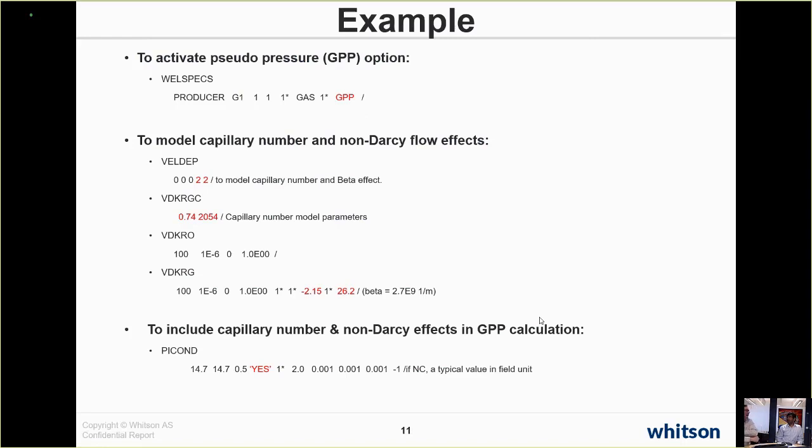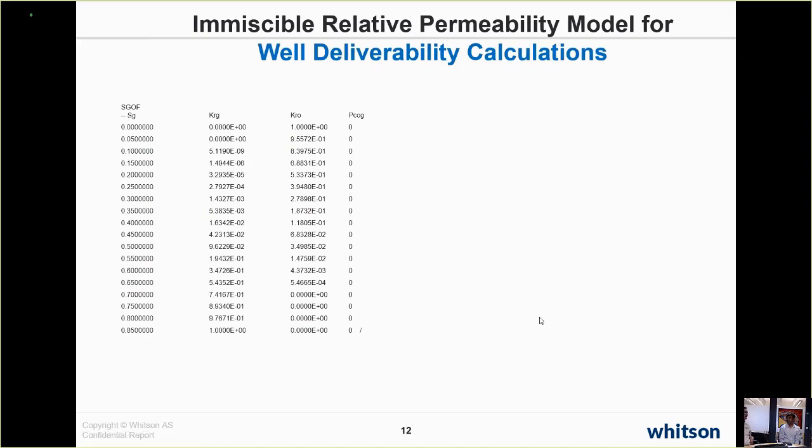All right, this is a snapshot. All keywords are here. If we are going to simulate a gas condensate reservoir with the GPP option, there are capillary number and beta keywords we can use. So the laboratory data that you spent $250,000 getting is basically going to give you the numbers 0.74, 2054, minus 2.15, 26.2, and this curve here. So this is the output from our live experiment.